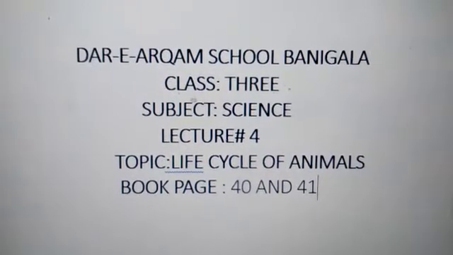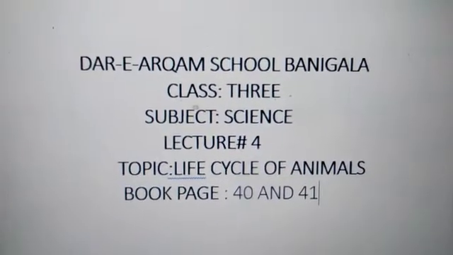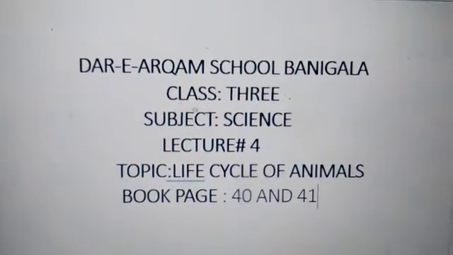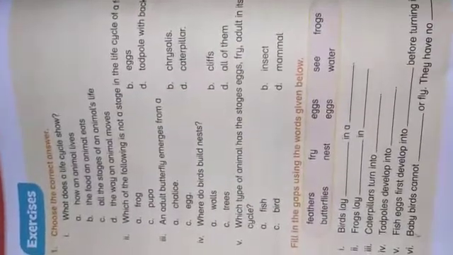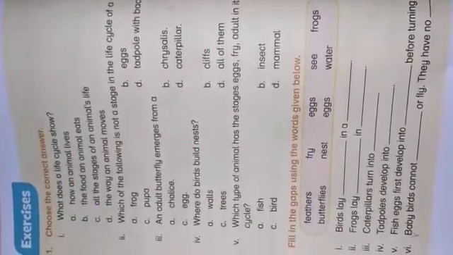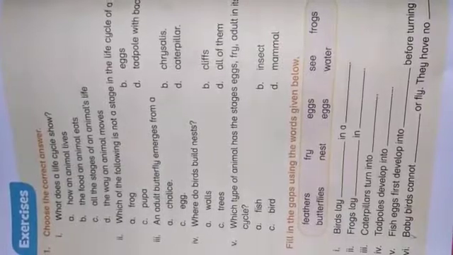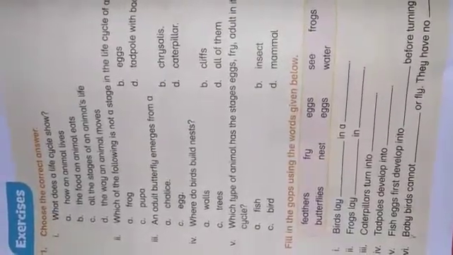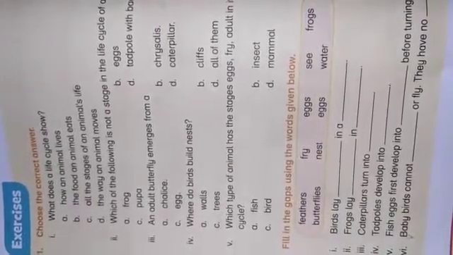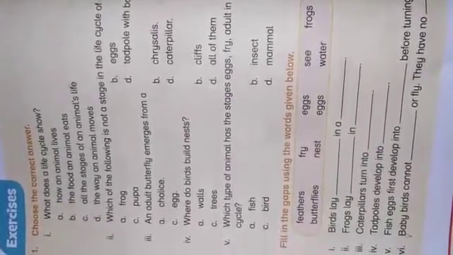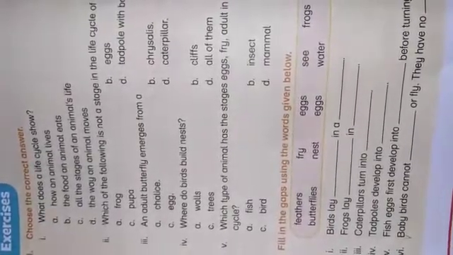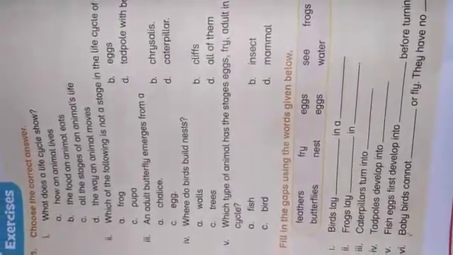Life cycle of animals, book page number 40 and 41. It's a type of revision lecture, so open your workbook page number 40 and 41. Okay students, as you have completed the reading of this chapter and also completed the workbook pages of this chapter, so it's a type of revision. Page number 40 and 41 you have to do by yourself because you have completed all these questions in your workbook.